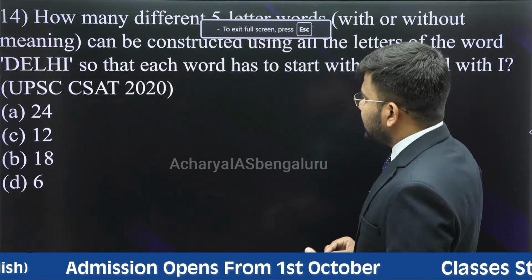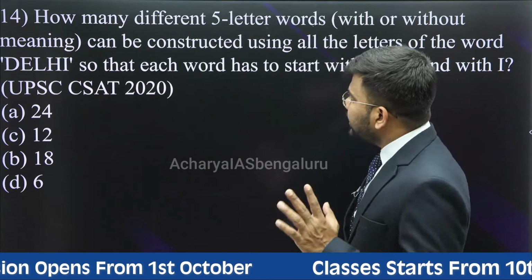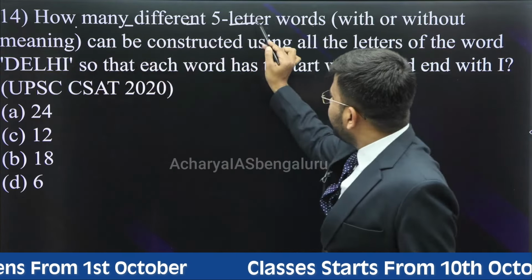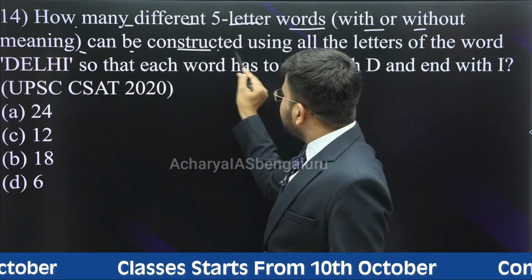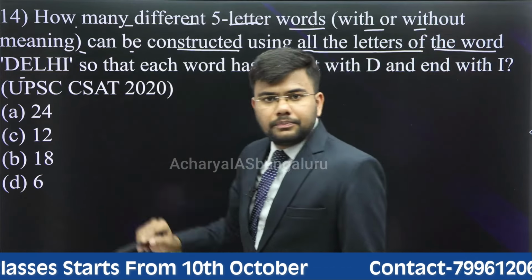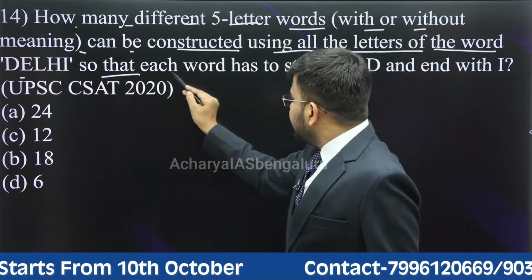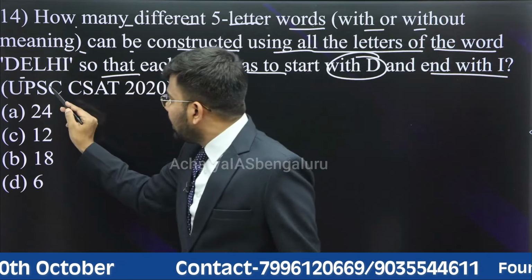Next question, that is 14th question. Again, it's a 2020 question. Just try to solve this. How many different 5 letter words with or without meaning can be constructed using all the letters of the word Delhi, so that each word has to start with D and end with I?